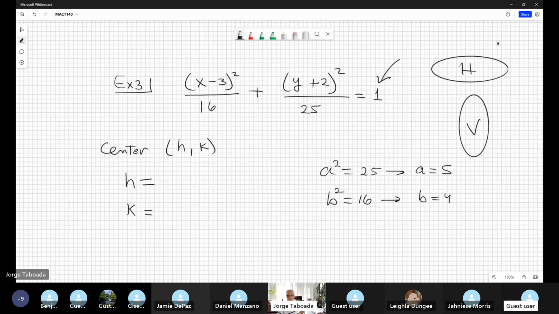Would it be horizontal? Why? Where is the bigger number associated? Which is bigger between 25 and 16? 25, no? And 25 is associated with the Y. And the Y, the 25, which is the A, which is the major axis, is that direction, the vertical. Do you see or no? Yeah, I see it now.